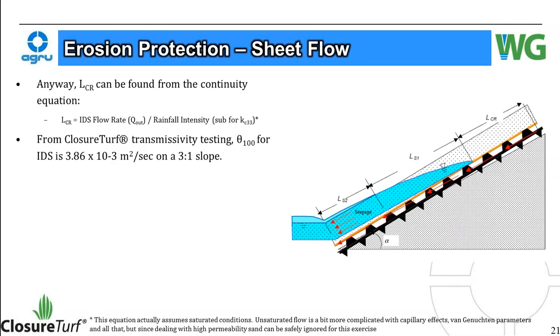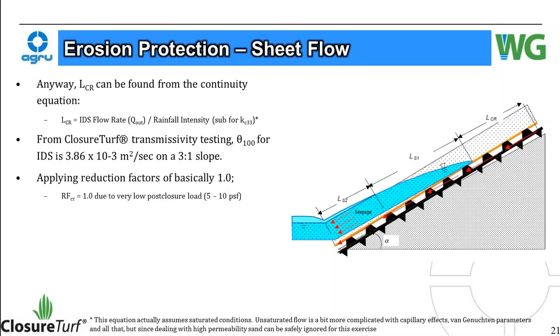So ClosureTurf transmissivity testing, 100-hour testing, produced this number for the IDS system, 3.86 times 10 to the minus 3 meters squared per second on a 3-to-1 slope. Applying reduction factors, creep factor I'm going to use as 1 due to the very low post-closure load, 5 to 10 psf. The IDS system was tested up to 15,000 psf and had a creep factor of 1.14. So I think it's safe to assume it's 1 for this condition.